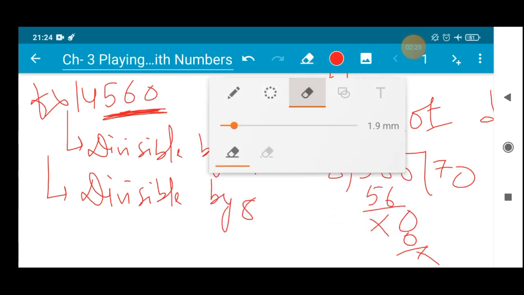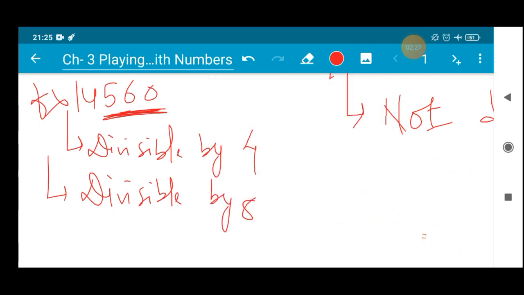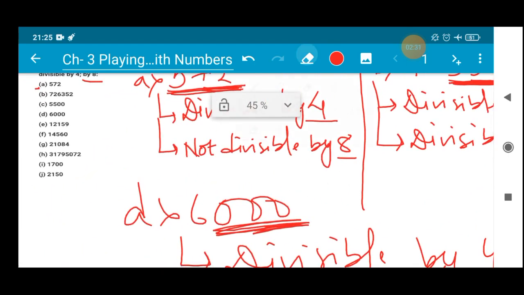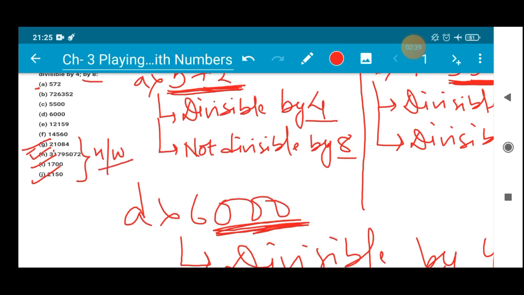As mentioned, the remaining ones, that is questions G, H, I, J, will be a home assignment. This will be your home assignment. Kindly do it.